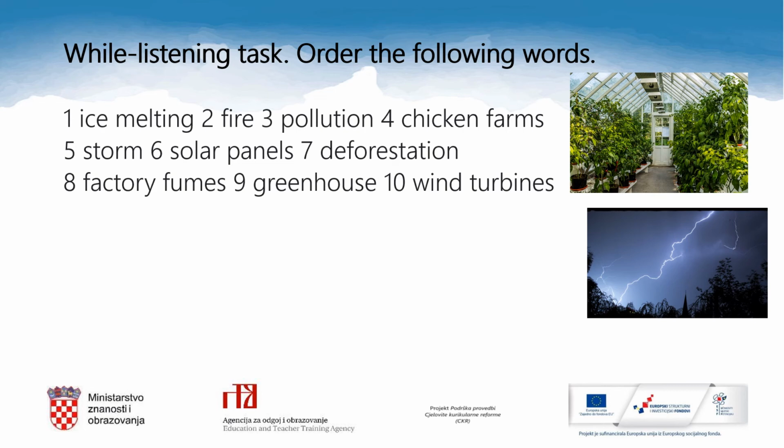While you listen and watch the trailer, you have to order the following words. So you can copy the words to your notebook or just write the numbers: 1 for ice melting, 2 for fire, 3 for pollution, 4 for chicken farms, 5 for the storm, you have it in the picture, 6 solar panels, 7 deforestation, 8 factory fumes, 9 greenhouse, staklenik, it's in the picture, and 10 wind turbines. So watch the video, the trailer, write the numbers, and we'll check.